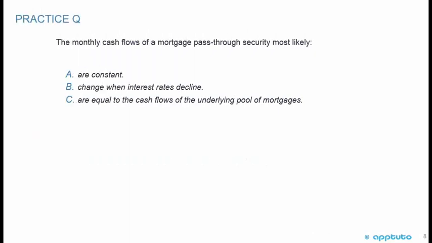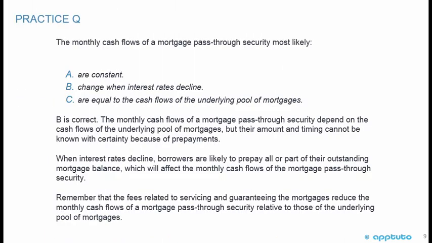So we'll just do a quick practice question. The monthly cash flows of a mortgage pass-through security, most likely A, are constant, B, change when interest rates decline, or C, are equal to the cash flows of the underlying pool of mortgages. The correct answer is B.